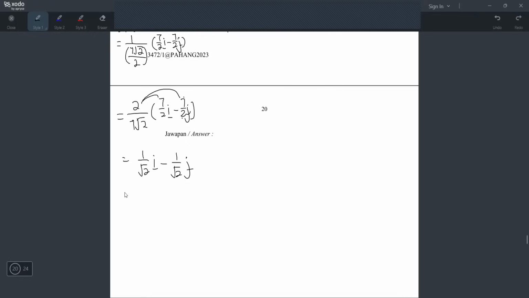But let's try to simplify more, because this one can simplify further. How can we simplify this? Can you see the bottom has a square root? And if the bottom has a square root, what can we do?